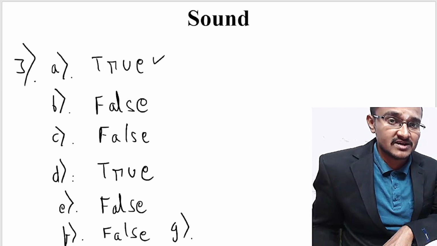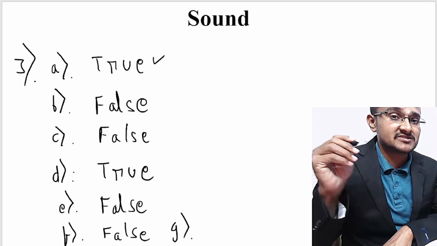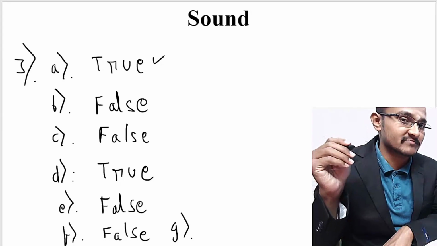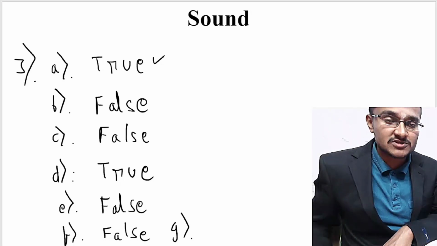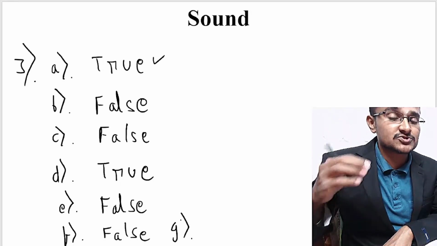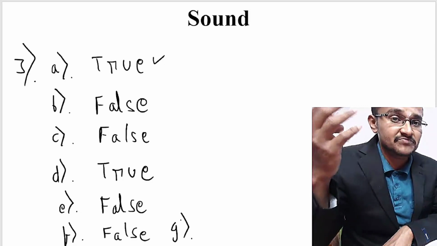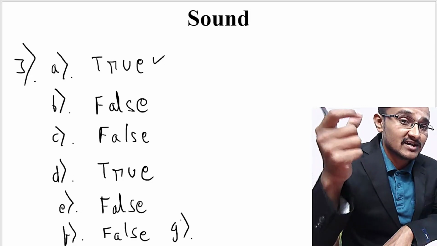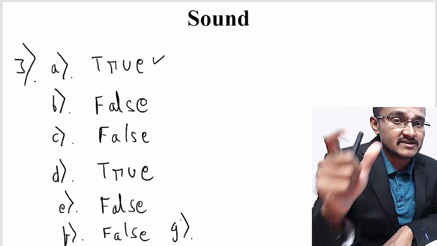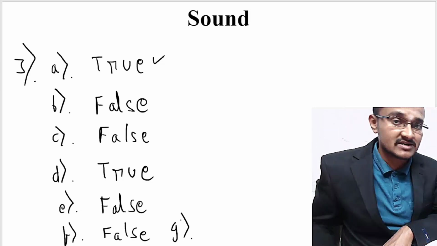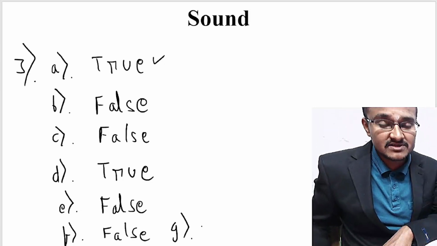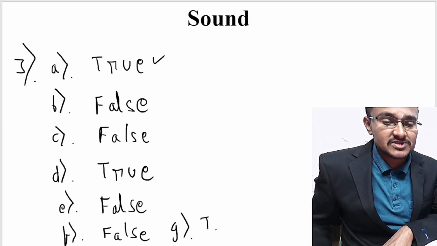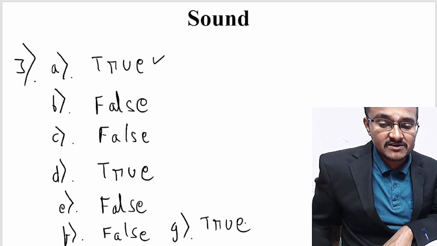Coming to the G question, they are actually stating that noise pollution will cause partial hearing impairment in human beings. That is actually true, because when you expose your ears to noise pollution for a longer time, there are chances that you may lose a certain amount of hearing. So a certain amount of hearing impairment can happen. Hence they have given the correct statement here. So the answer for G question will be true.